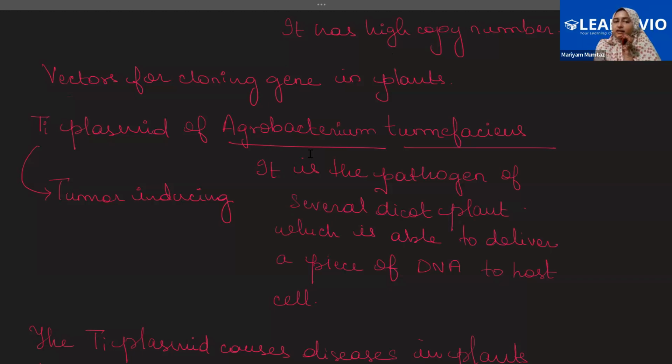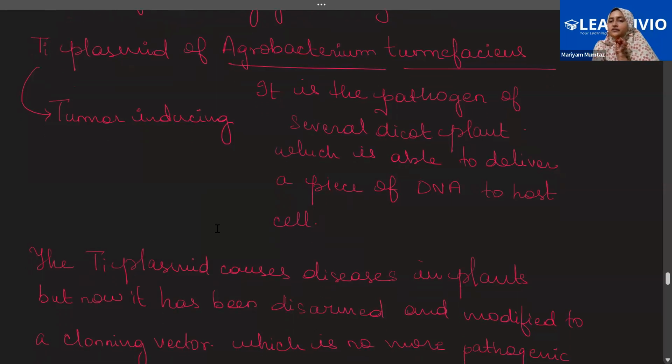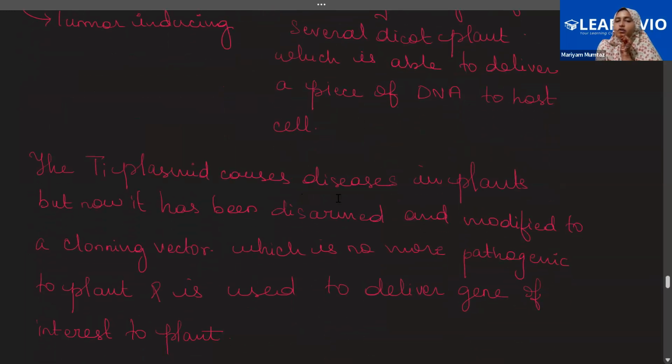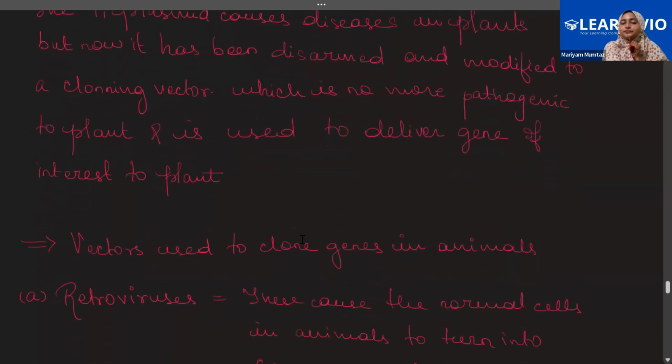The TI plasmid. TI means tumor-inducing plasmid of this particular bacteria. We make it, you can say, disarmed, and then we use it to transfer the gene of interest into the plant cell. The TI plasmid causes diseases in plants, but now it has been disarmed and modified to become a cloning vector because it is no more pathogenic, and it is used to deliver the gene of interest into the plant. Clear? Always remember TI plasmid is for plants, not for humans.